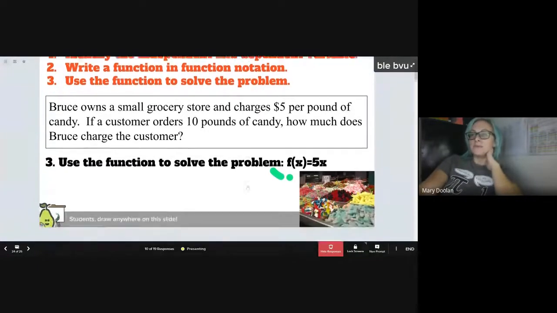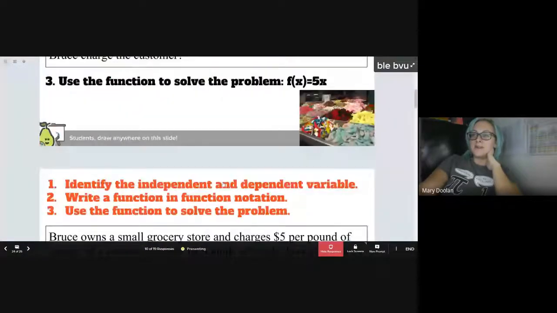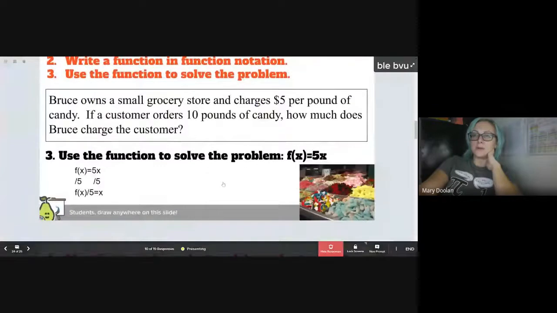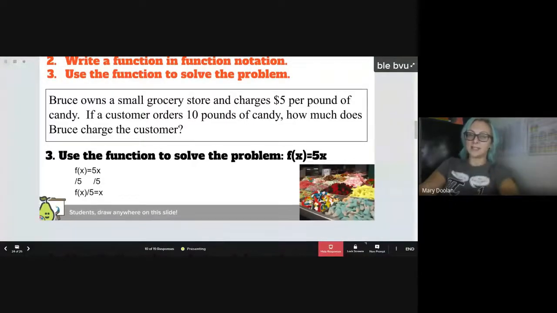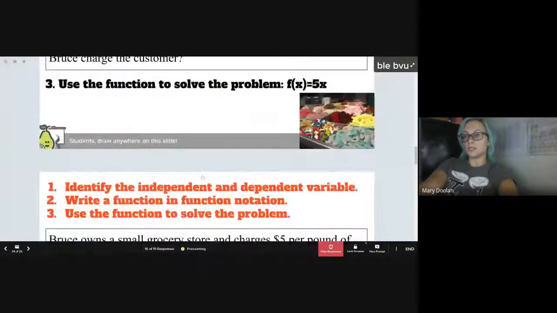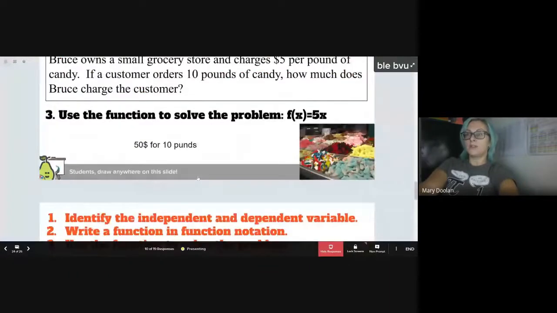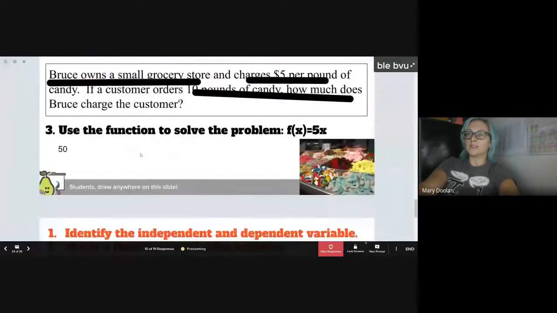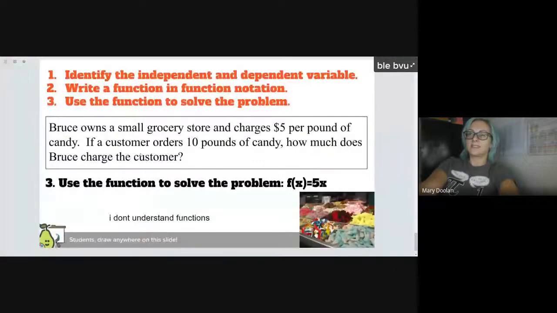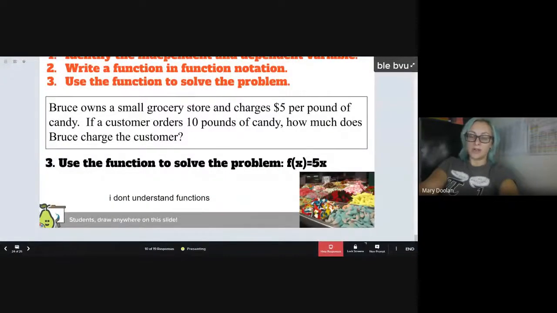All right, so that doesn't really look like an answer. X equals 0, no. Let's see here. F of x equals 5x. And so they're trying to solve for x by isolating the x. That's an interesting take. That's what you would do if you're trying to solve an equation for x. This is not what you want to do in this situation. Yes, it is $50 for 10 pounds, but what does that look like? I don't understand functions, so I appreciate your honesty.